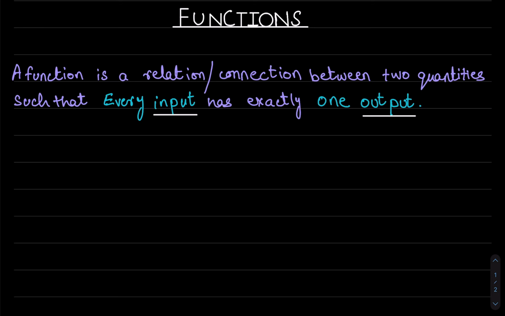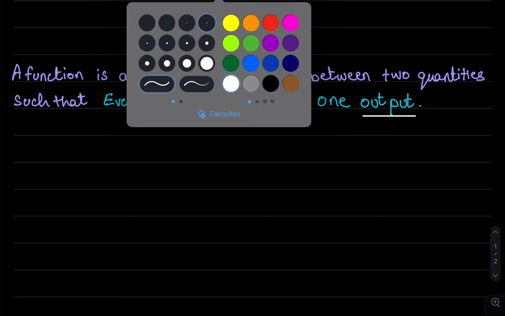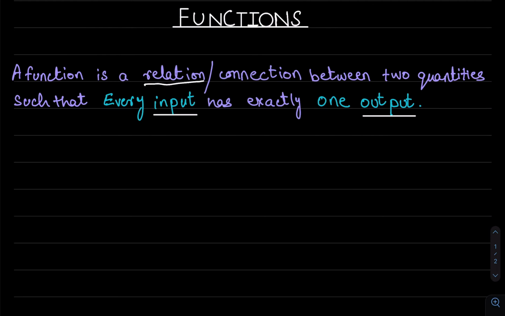A function is a relation or a connection between two quantities such that every input has exactly one output. Now, to understand what a function is, you have to understand what a relation is, and I'll underline it. We have to know what a relation is. So, a relation is basically a connection between two numbers. Okay, whenever two numbers are connected or related to each other, we call that a relation.